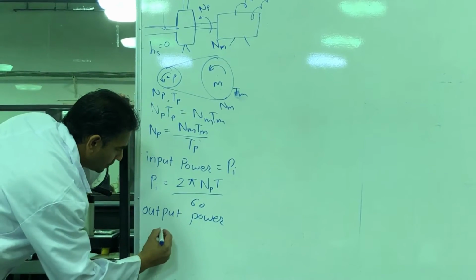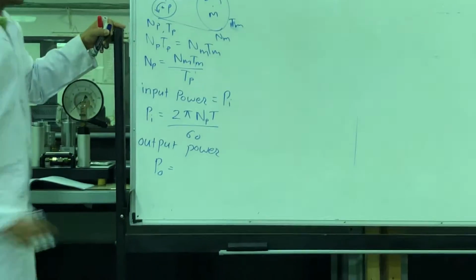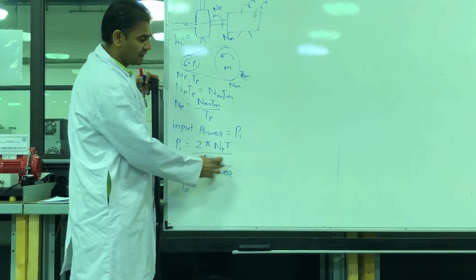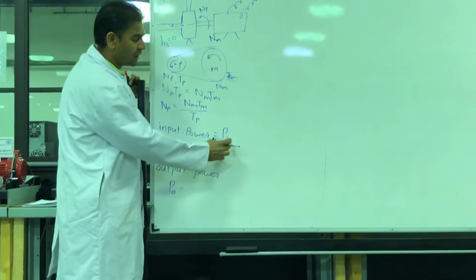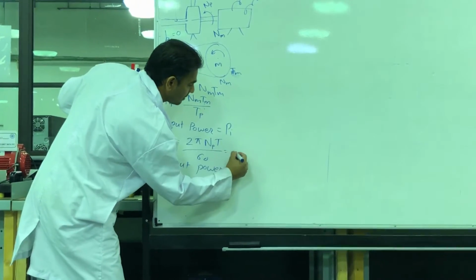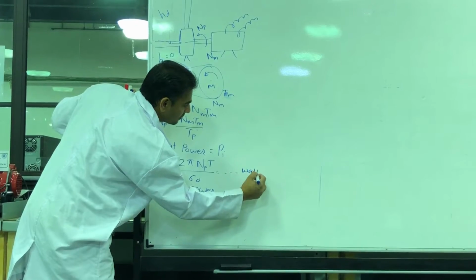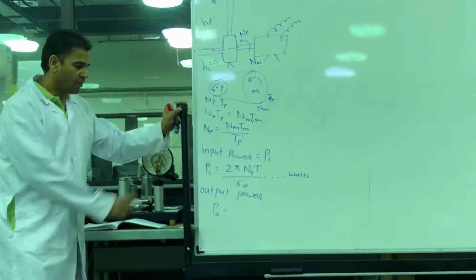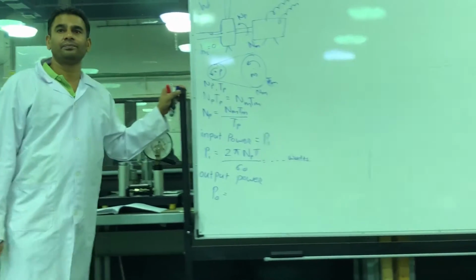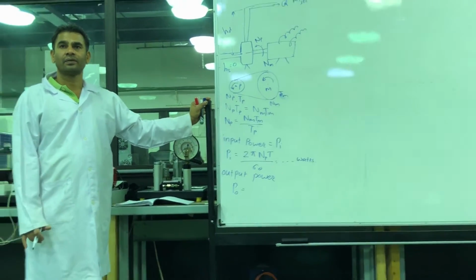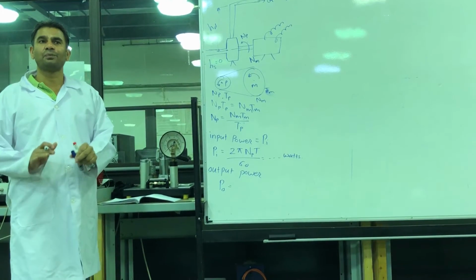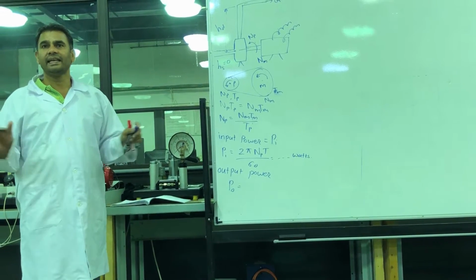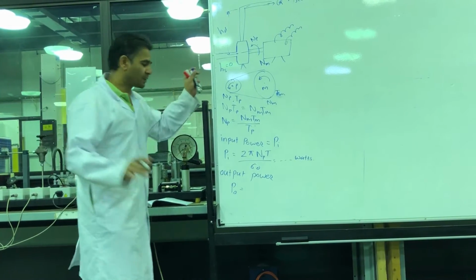Power output, so PO. Now see here: this is Newton radian per second. Torque is in Newton meter. Newton meter per second is nothing but watts. This power is in watts. Now output pump power should be in watt, so the formula is used. This formula is very important in fluid mechanics, in engineering. So remember this formula.